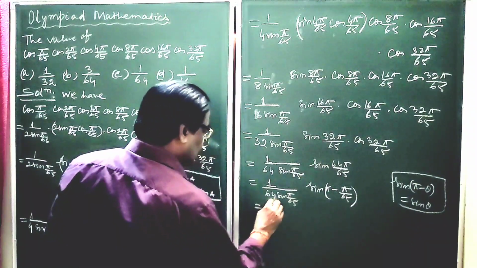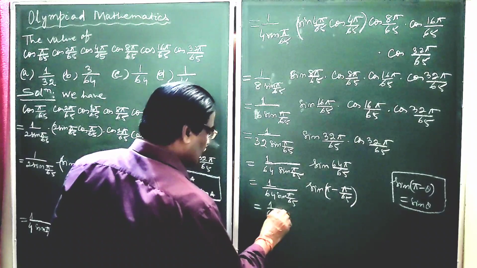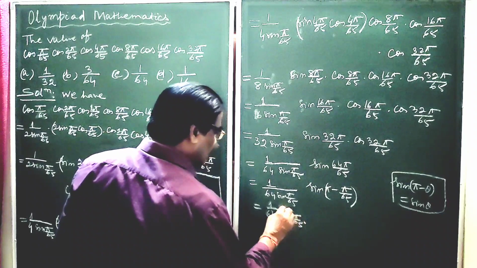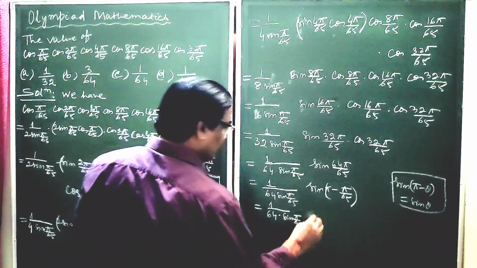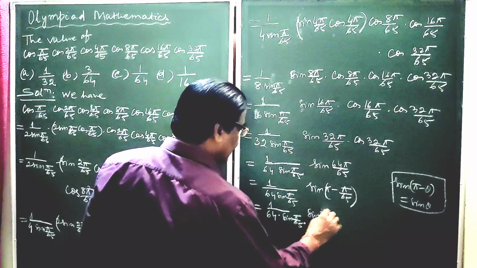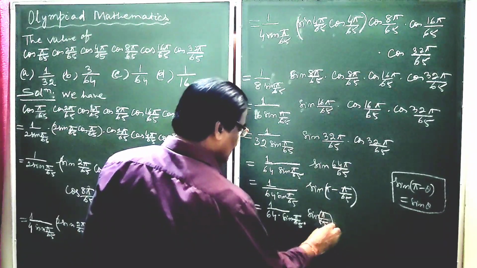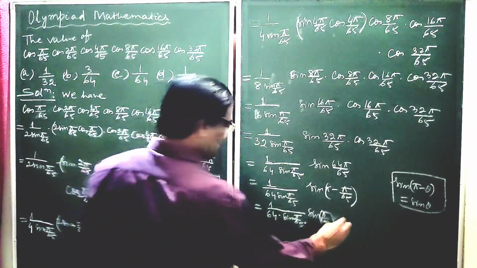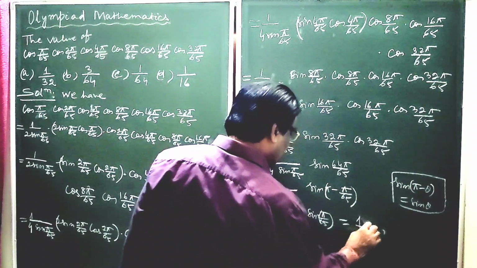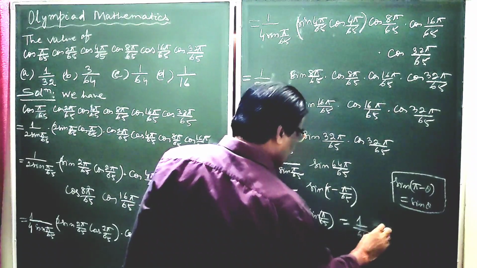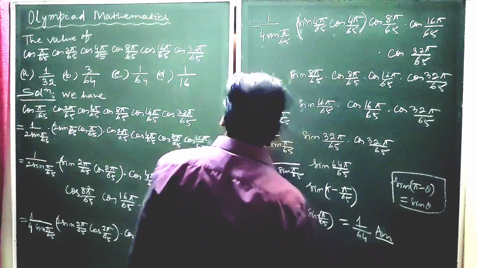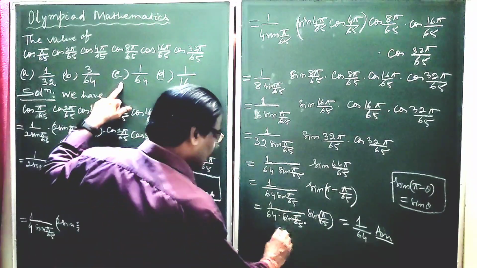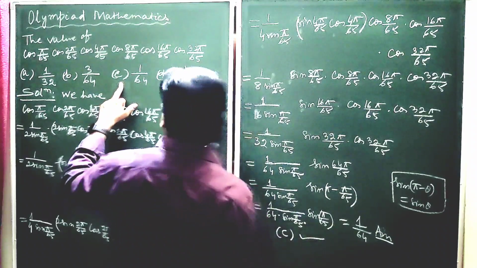So this gives us 1 by 64 sin pi by 65 into sin pi by 65. So sin pi by 65 and sin pi by 65 cancel. This is equal to 1 by 64, the answer. So we get option C as the correct answer. So option C is the correct answer.